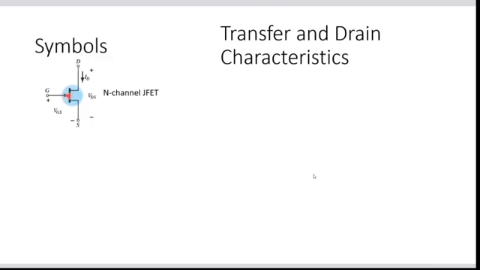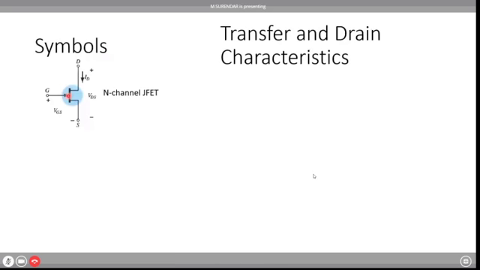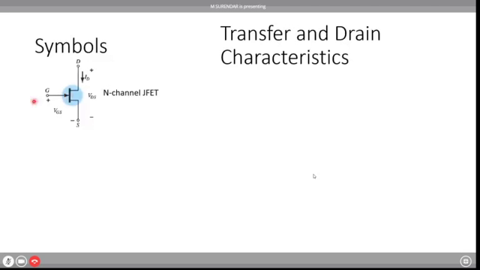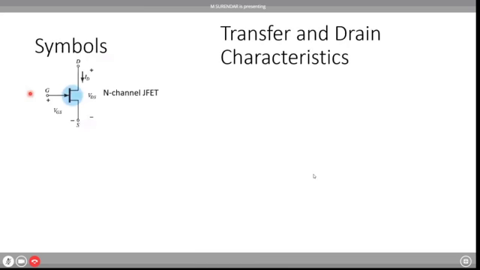In BJT you have the arrow on the emitter, which can be either pointing outside or pointing inside. That is actually for the emitter current. Here, the gate terminal has the arrow, so that is the only difference. Also, here the line is not slanted, it is 90 degrees. The upper terminal is the drain and the lower terminal is the source.